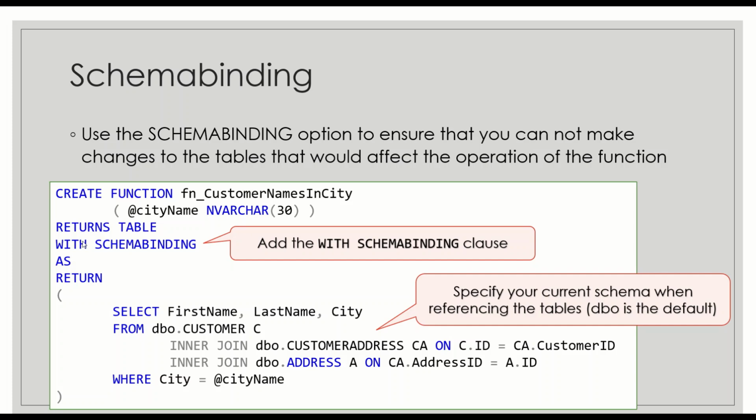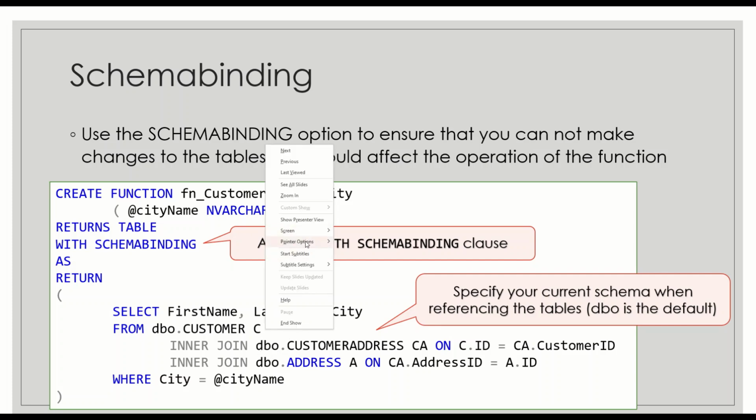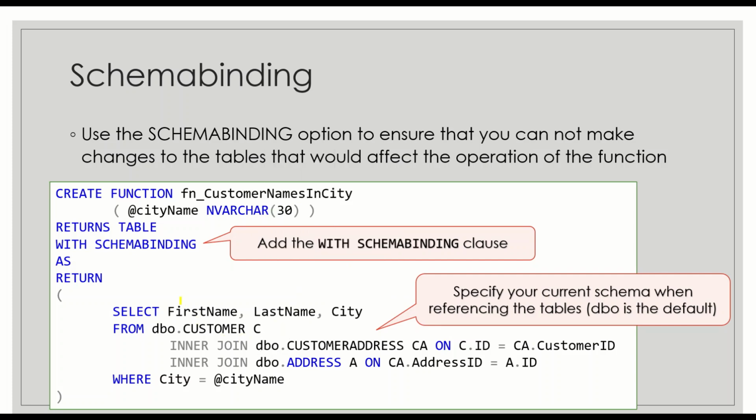All we need to do in order to enforce that schema binding is to add the with schema binding clause after the return statement but before the as, and it mildly affects how you refer to various tables. I'll just highlight it here that if you use schema binding, you have to specify the schema name when referring to any tables or objects in that database. So we add DBO dot in front of the name of any tables.